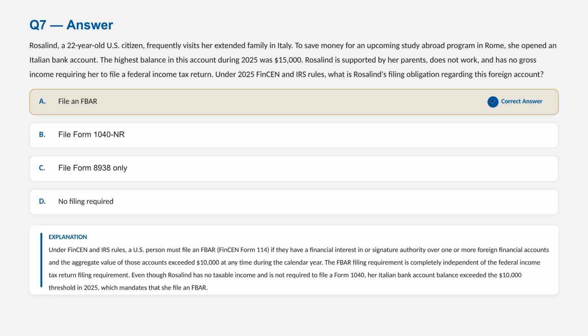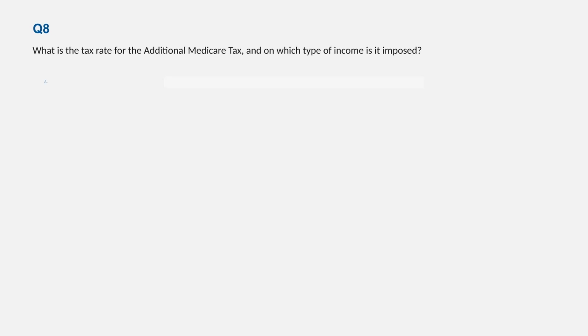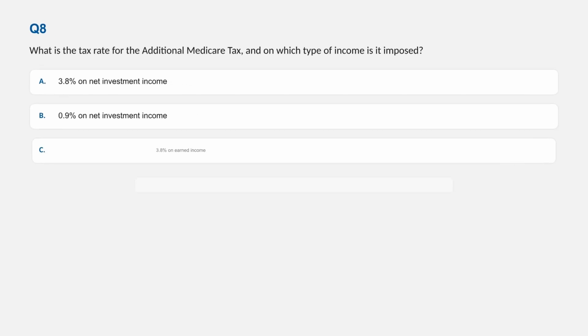The FBAR filing requirement is completely independent of the federal income tax return filing requirement. Even though Rosalind has no taxable income and is not required to file a Form 1040, her Italian bank account balance exceeded the $10,000 threshold in 2025, which mandates that she file an FBAR. Great. Now let's move to our next question. Alright, let's move to question 8.